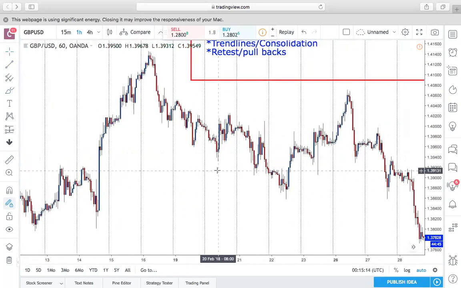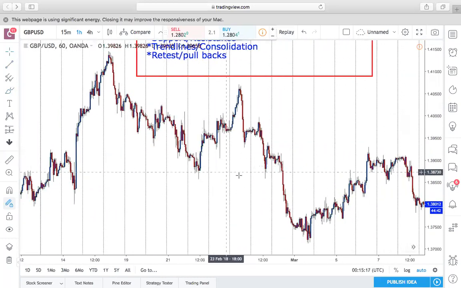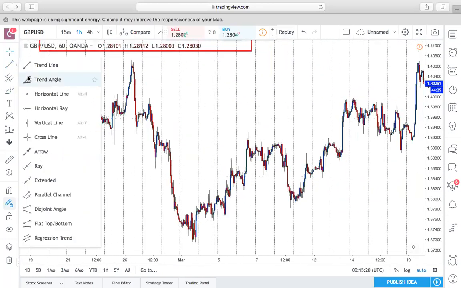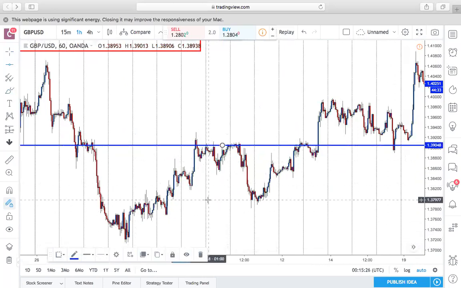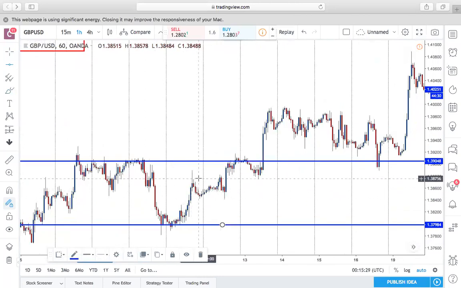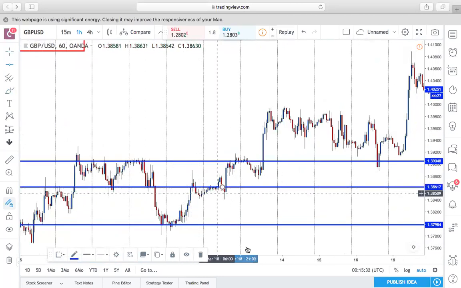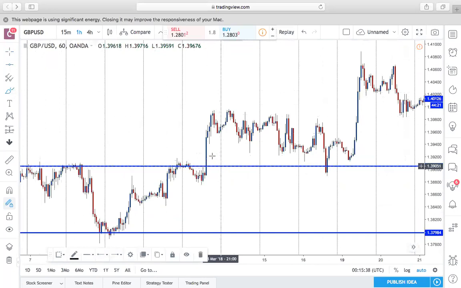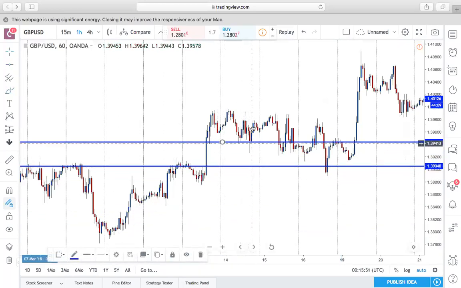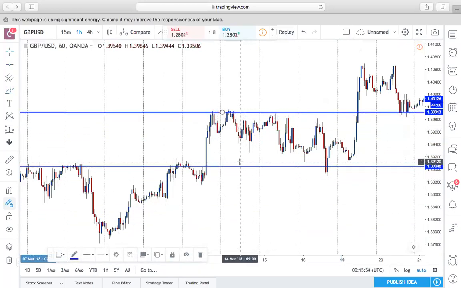So now the retest and pullbacks. Let me draw a support and resistance line real quick, and I'll show you exactly what it is. A retest is pretty much what we're waiting for when price breaks a support or resistance line. Price broke right here with a big candle, and our retest is right here. Got it? And the same thing happened. Move our new resistance line up here, our new support.